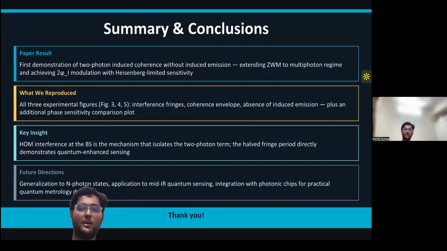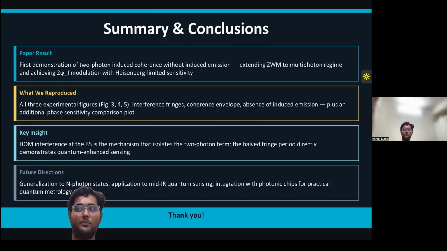So now let's move on to the summary and conclusion part. The paper, for the first time, demonstrated two-photon induced coherence without induced emission. That's genuinely a new thing. The Zhou-Wang-Mandel effect has existed since 1991 and has been single photon only the entire time. This paper takes it to the multi-photon regime, and in doing so achieves quantum enhanced phase sensitivity in the undetected photon framework for the first time.